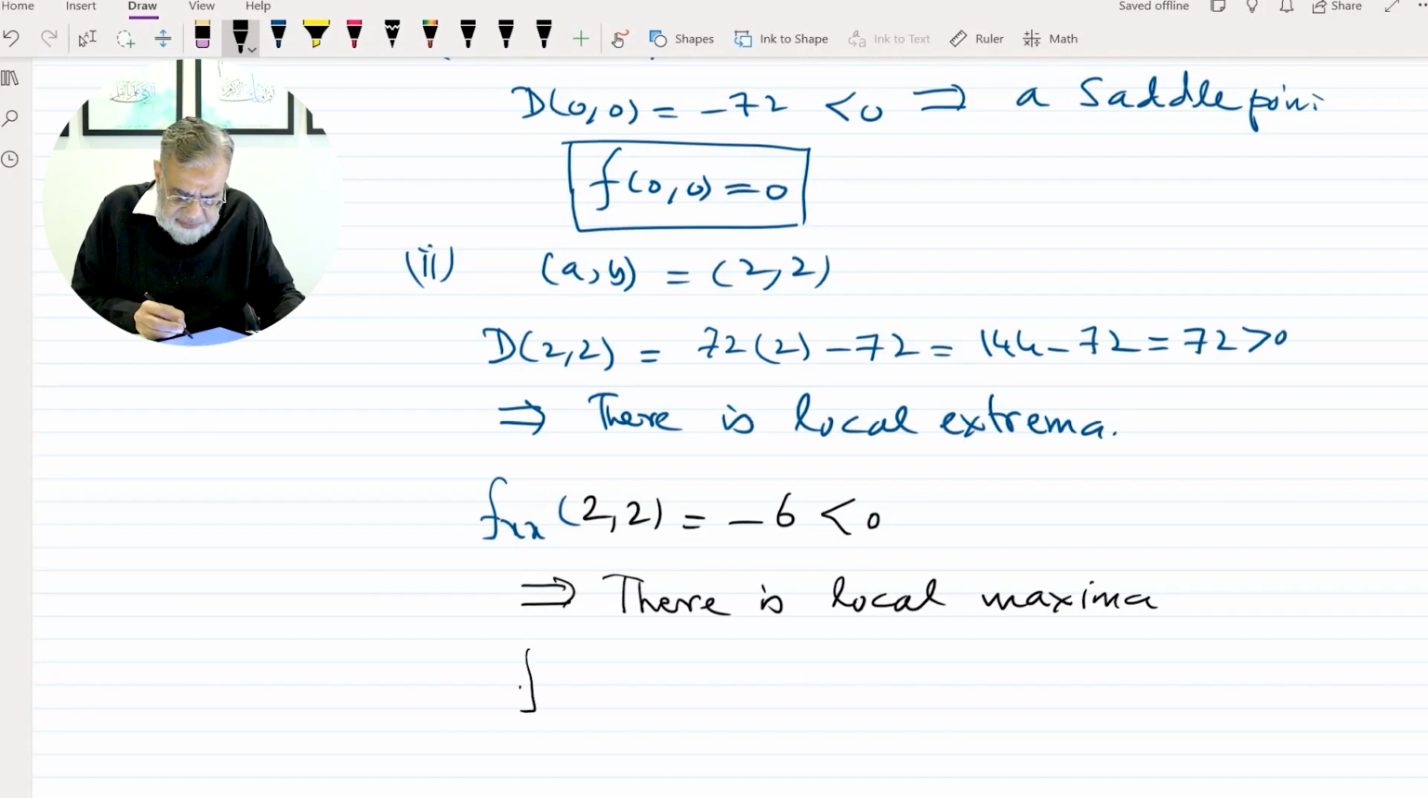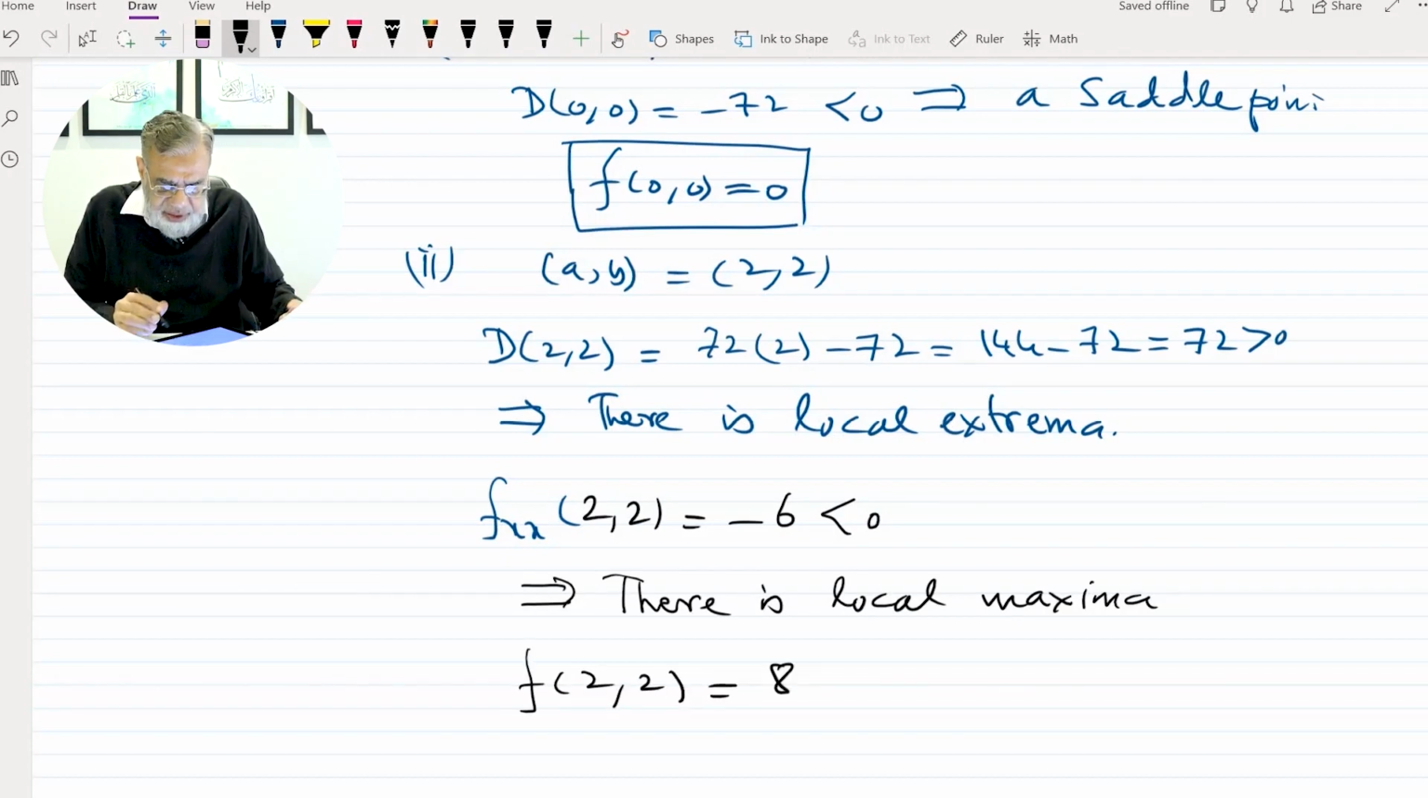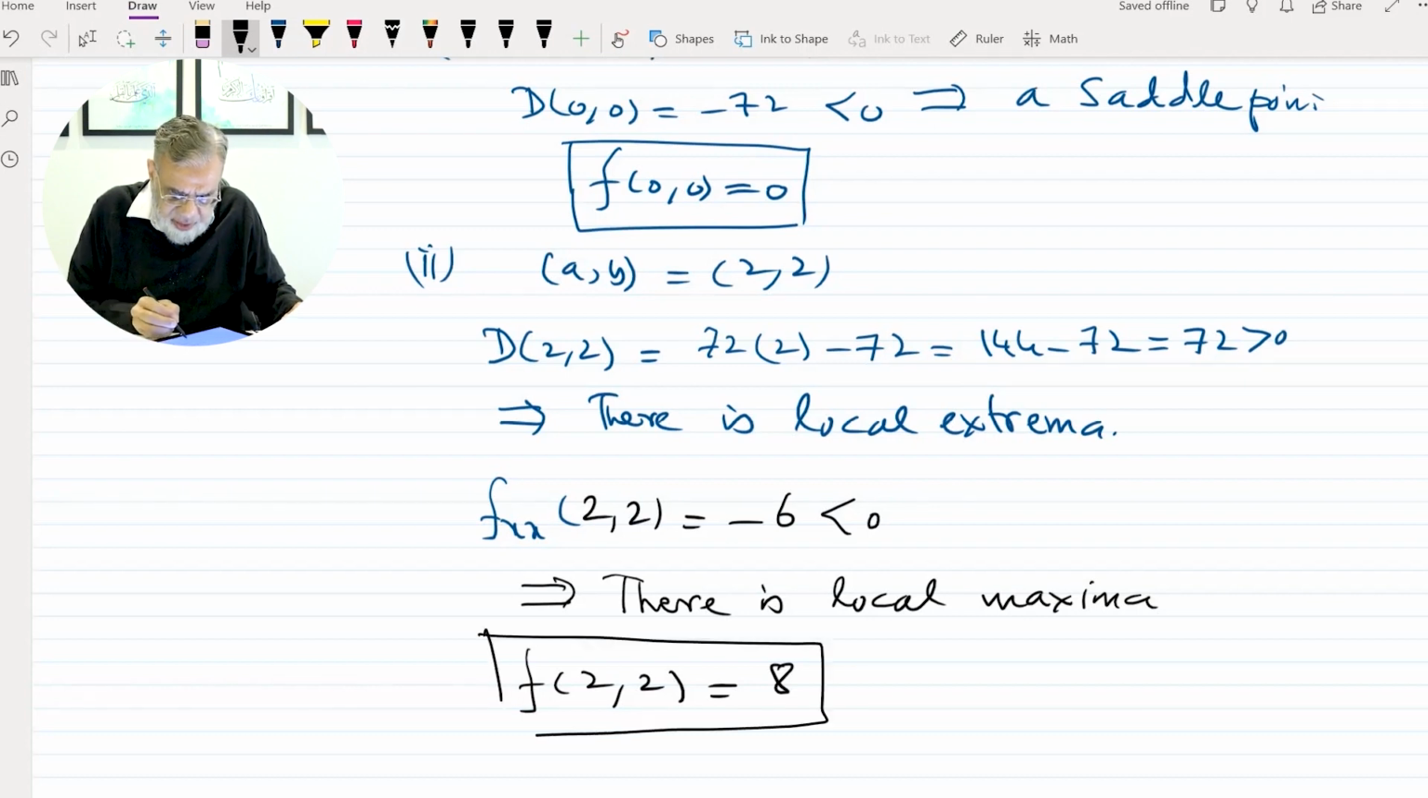Now you can find the value of the function at the point: f(2, 2) is 8. So this is the local extremum of the function. We get here the saddle point and the local extremum.